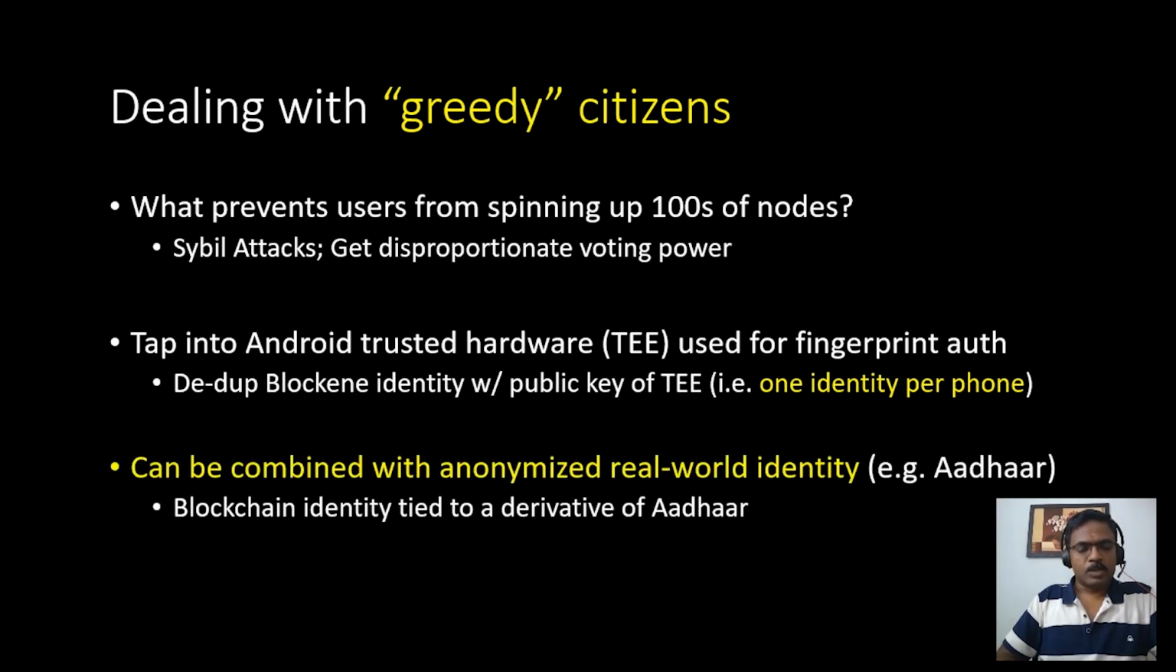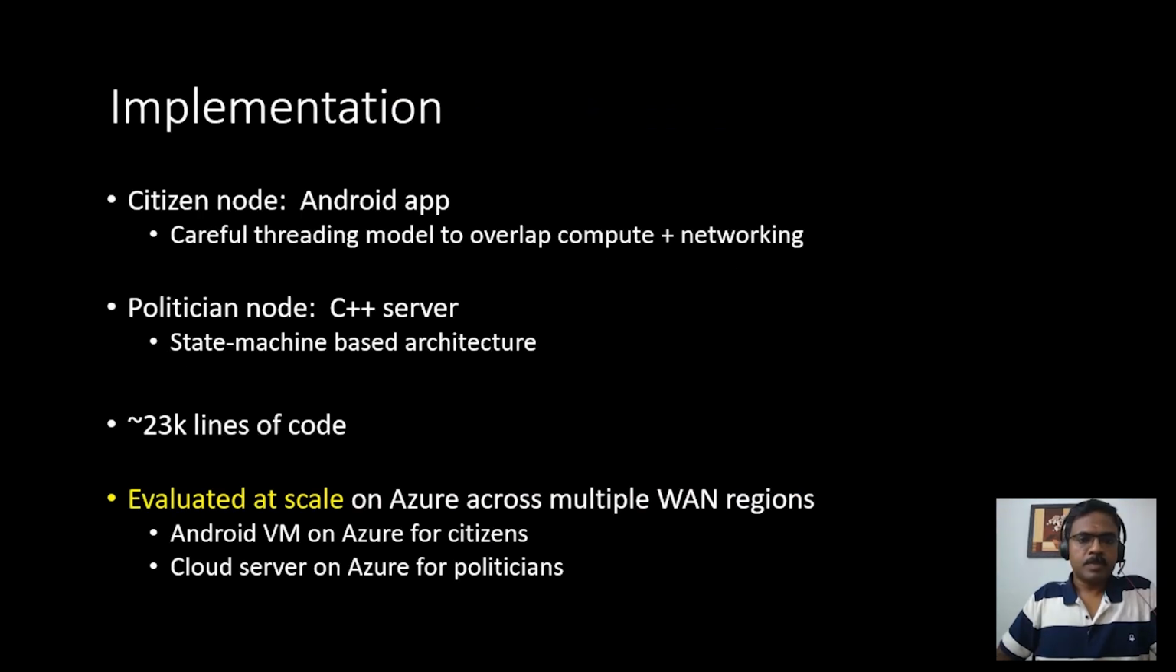Now this can obviously be combined with other forms of identity. For example, in India we have this identity mechanism called Aadhaar, which is digitally verifiable, and Aadhaar is biometric deduped. So a given real person can have only one Aadhaar identity. So one could say that an identity in Blockene has to have a unique TEE public key and a unique Aadhaar ID, for example. Okay, let's now switch gears and discuss the prototype implementation of Blockene.